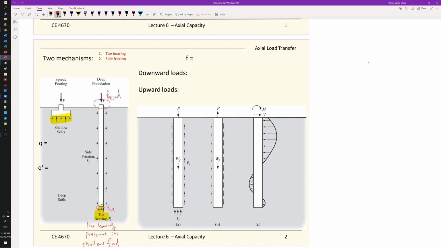And for shallow foundations, right, we also calculate the weight of the foundations. So the same thing here for deep foundations. As part of the analysis, we will also need to consider the weight of the foundations. So WF here is the same thing, right? It is the weight of the foundations, the weight of the piles.